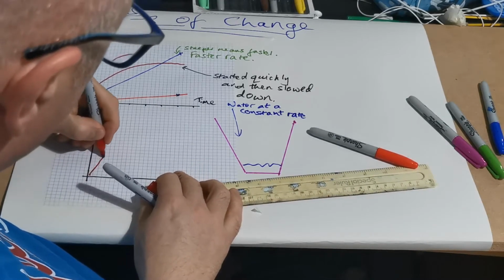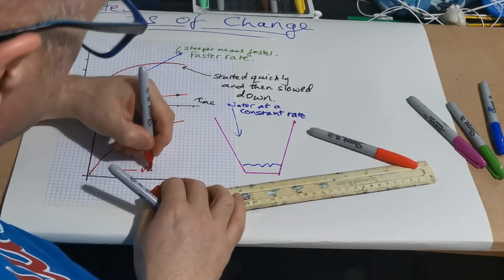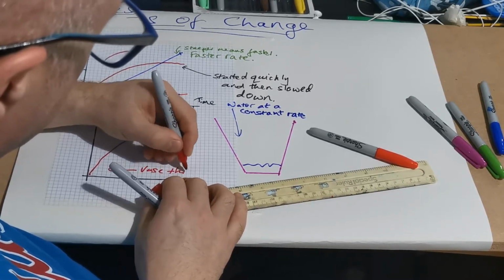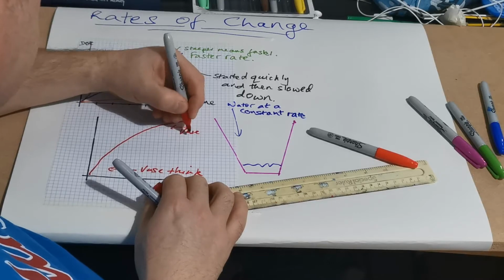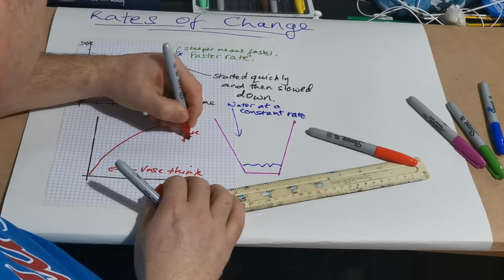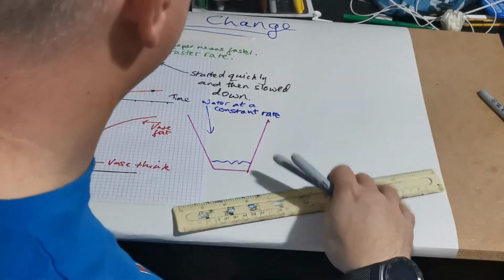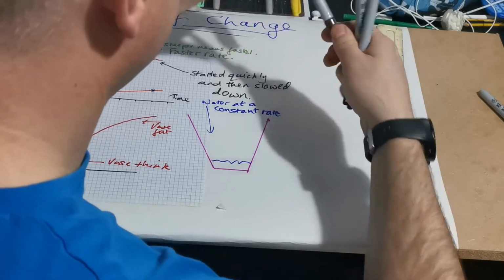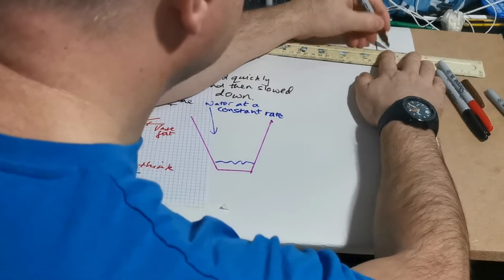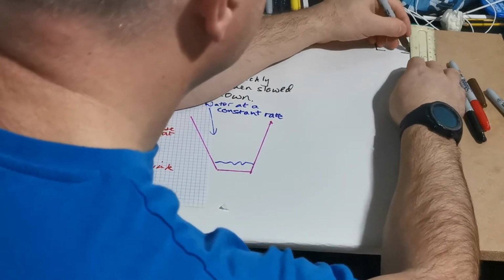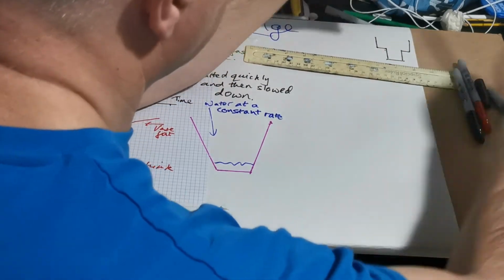So as this goes up, you can see the vase is thin here, and the vase is fat there. And that's to do with that gradual change. Now let's say we had a more aggressive change. So let's say our vase was maybe like this. So say our vase was like this and we were filling it with water.